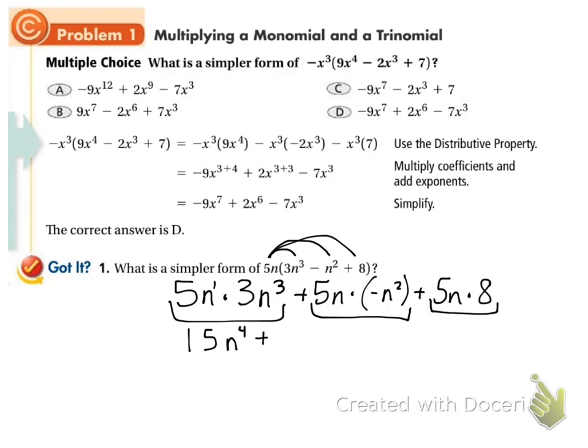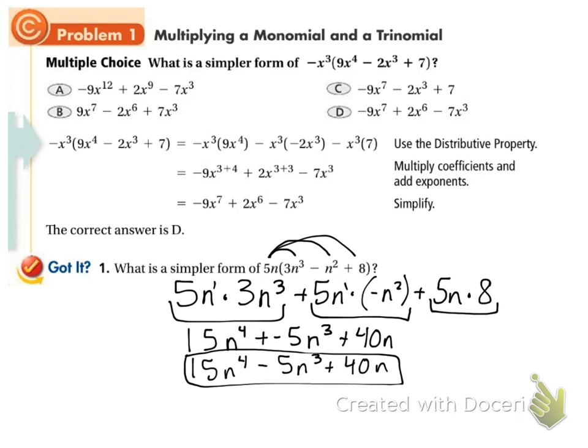Plus, now our next one. 5 times negative 1 is negative 5. And we've got n to the 1st times n squared, so that's n to the 3rd. Plus 5 times 8 is 40, so that's 40n. The last thing I can do is this plus a negative can just simply turn into a minus sign. So minus 5n cubed plus 40n. And there you go.